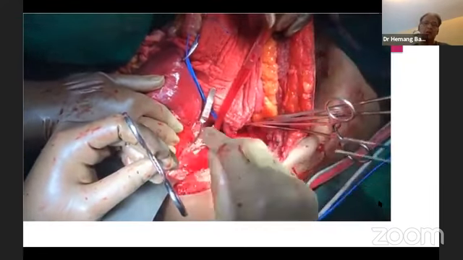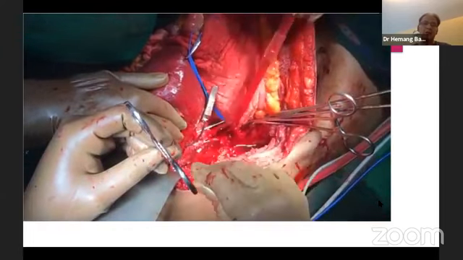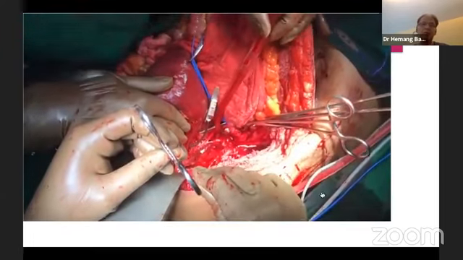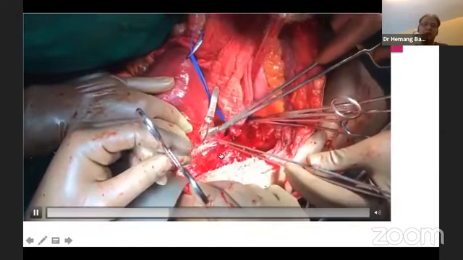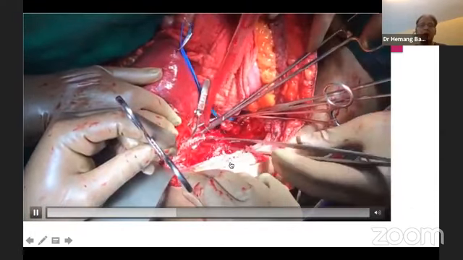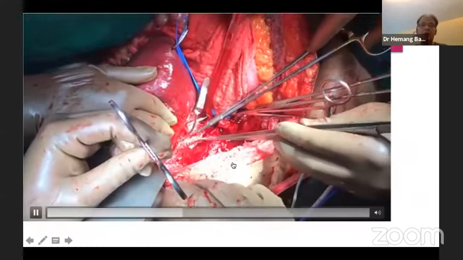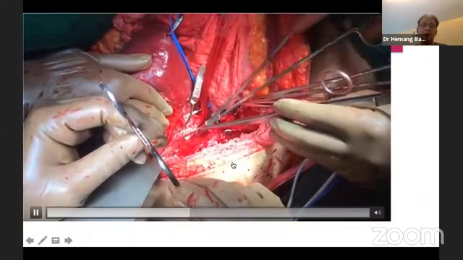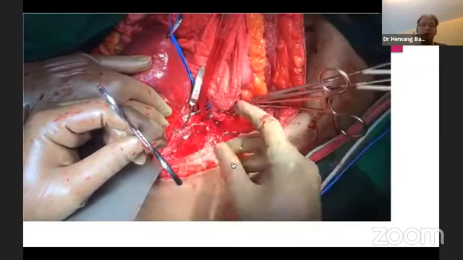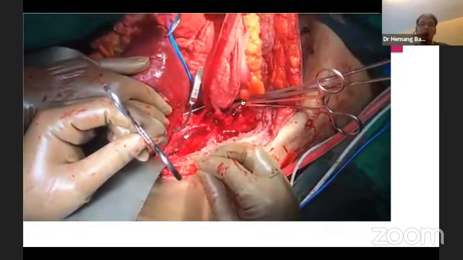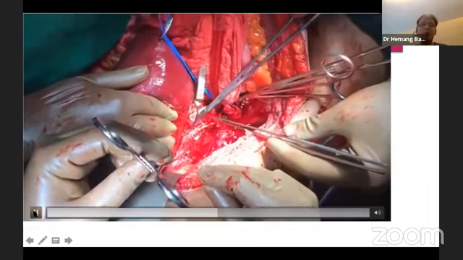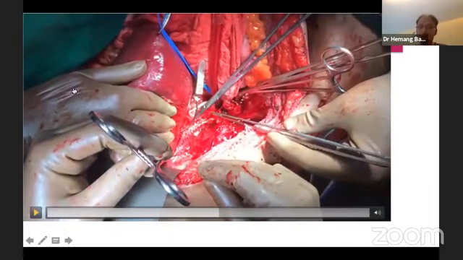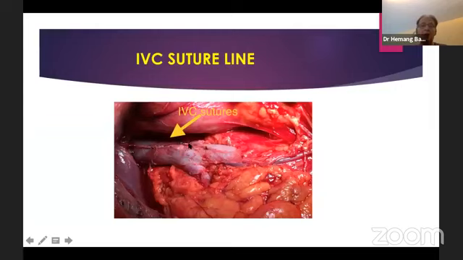And they are continuous sutures on the first, then gradually you release the clamps, first the superior clamp, and then the rest of the 3. So the cavotomy edges should be clear and visible at all times without any blood in between. I think I'll stop this. And this is the final suture line of the vena cava, as you can see.